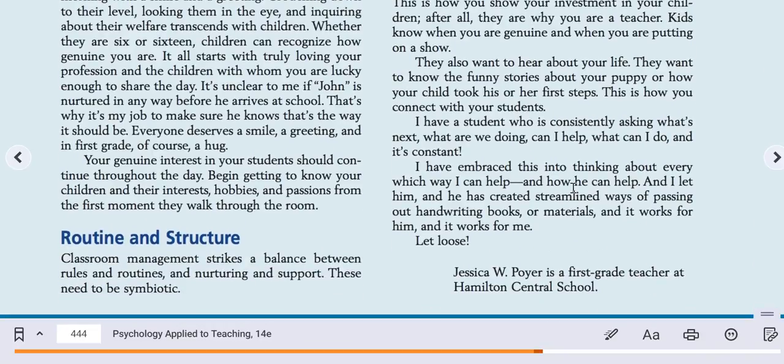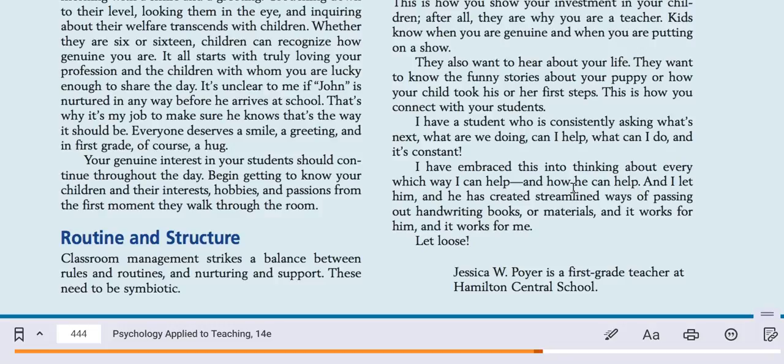It all starts with truly loving your profession and the children with whom you are lucky enough to share the day. It's unclear to me if John is nurtured in any way before he arrives at school. That's why it's my job to make sure he knows that that's the way it should be. Everyone deserves a smile, a greeting, and in first grade, of course, a hug. Your genuine interest in your student should continue throughout the day. Begin getting to know your children and their interests, hobbies, and passions from the first moment they walk through the room.